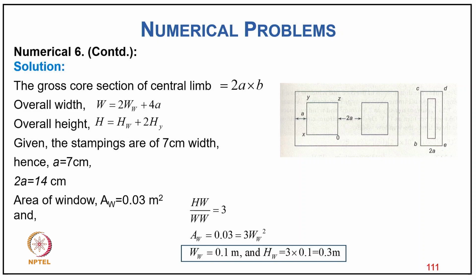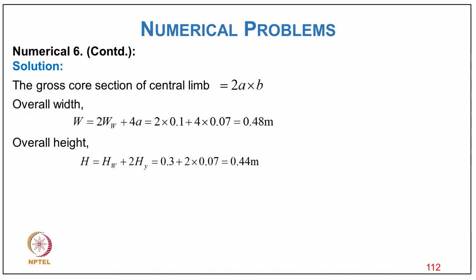So coming to here, to get all dimensions, the gross core section of the central limb is 2a into b as shown in the diagram. The overall width is capital W equal to 2 Ww plus 4a, and overall height is equal to Hw plus 2Hy. Given a stamping of 7 centimeter width, so a is equal to 7 centimeter and 2a equal to 14 centimeter. So area of the window Aw is given 0.03 meter square, so Hw upon Ww is 3. So Aw is 0.03, that is 3 times Ww square, so Ww is 0.1 meter, and Hw equal to 3 into 0.1, that's 0.3 meter.